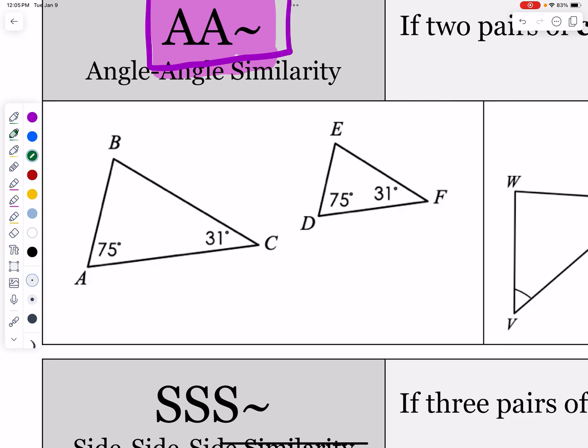So these 2 triangles, these are both triangles, and then they have an angle marked that is congruent to this angle because those are both 75. And then both of these angles are 31. So I would say that these triangles are similar to each other. They're similar by angle similarity.